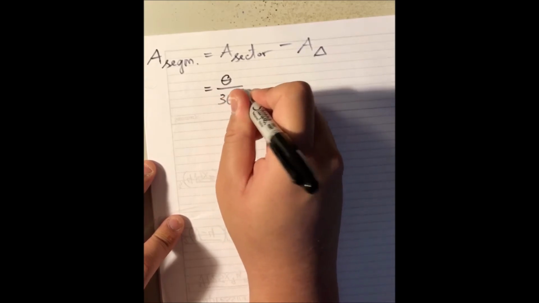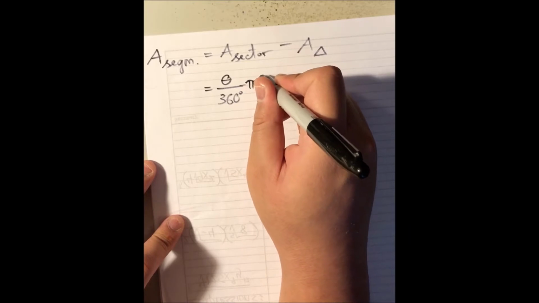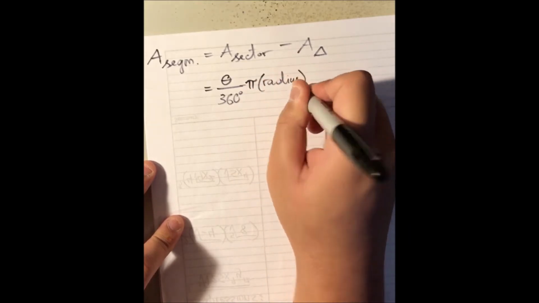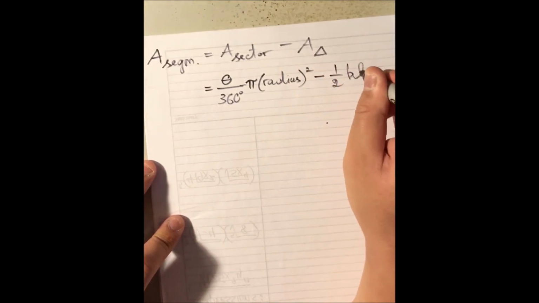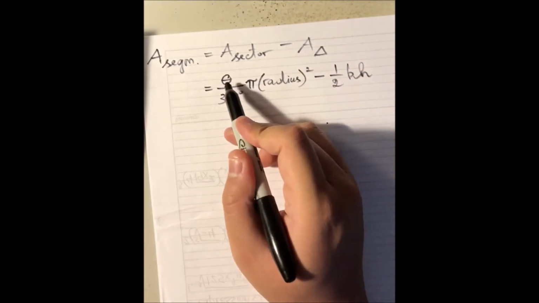Now, in this case, I'm going to go ahead and use the degree version of the area of a sector, minus 1/2 times base times height of a triangle. But we don't know the radius, we don't know the base of a triangle, we don't know the height of a triangle. So the first thing we want to do before we can even figure out all of those 3 things is that we have to figure out the degree of the central angle theta.